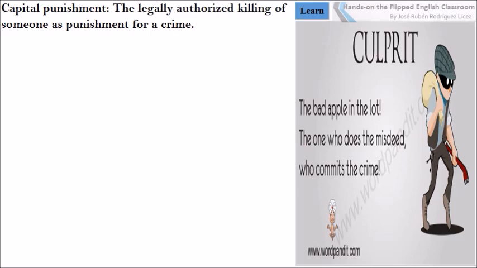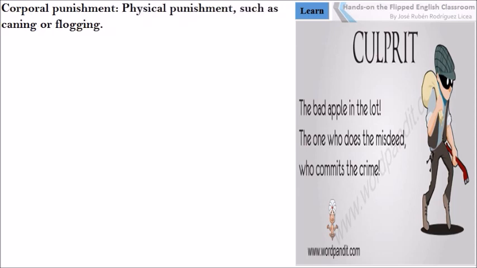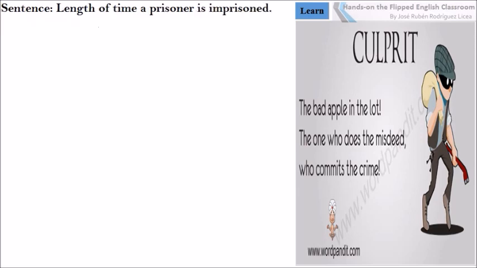Capital punishment: the legally authorized killing of someone as punishment for a crime. Corporal punishment: physical punishment, such as caning or flogging. Remand home, detention or reform school for juvenile offenders. Sentence, length of time a prisoner is imprisoned.